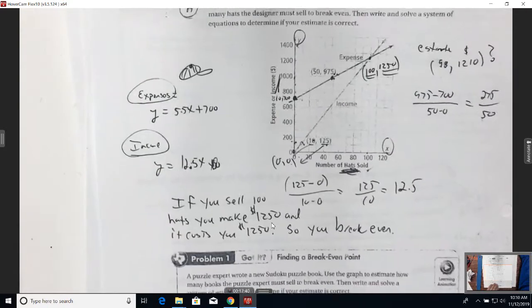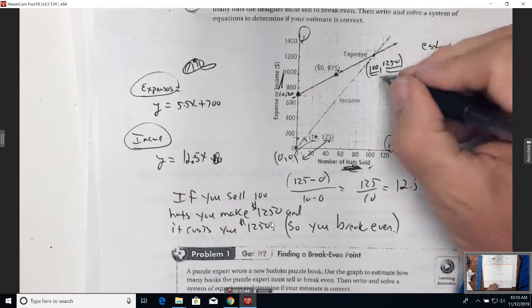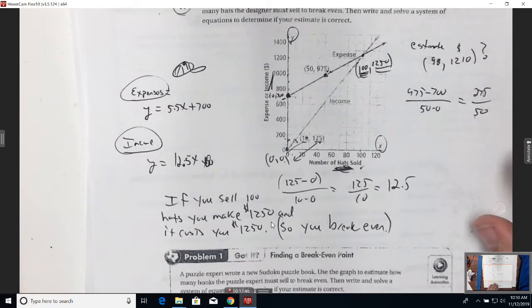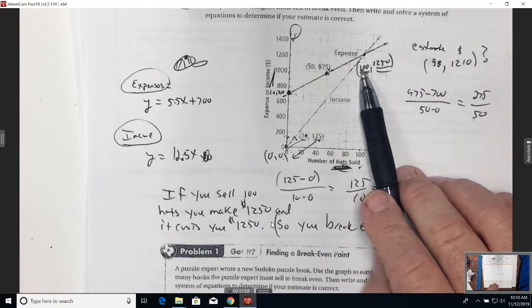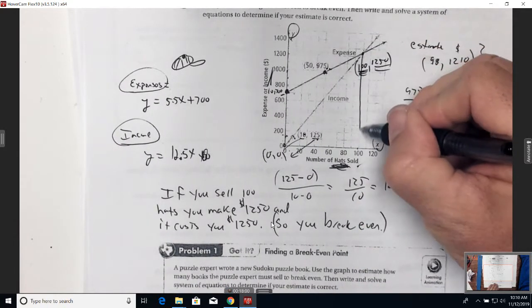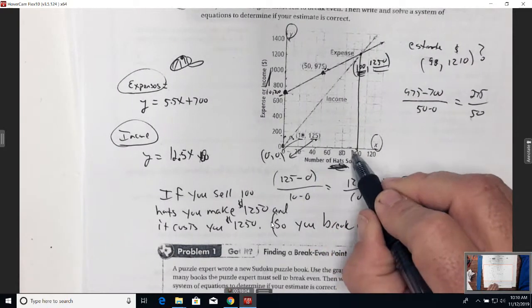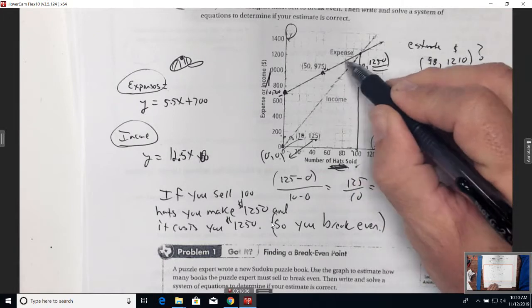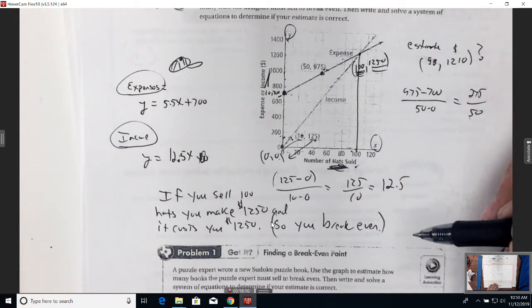I do not make money until after 100 hats. So if I sell 101 hats, I finally make money. If I sell 102 hats, I make money. If I sell less than 100 hats, though, see how I'm at 100? If I sell less than that, any of these X's down here, I don't make money. I'm owing money. Do you understand that?